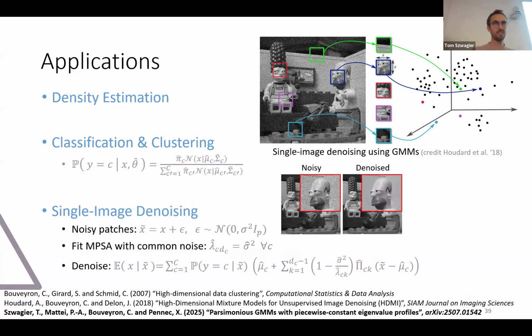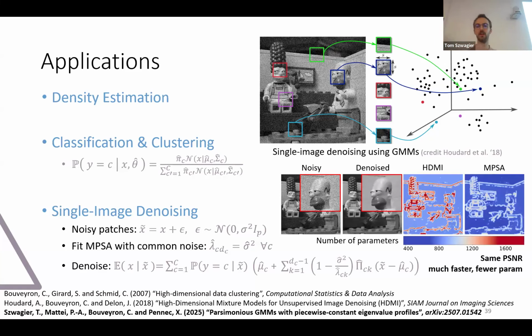Then you can fit to that a mixture of PSA model, where you impose the constraint that there is a common noise, which is a constraint on the eigenvalues. Then you can denoise each patch by computing a conditional expectation, and you end up with a denoiser. And actually, it gives a nice peak signal-to-noise ratio, quite similar to the one of Houdard et al., but much faster because we do not need to tune any hyperparameter, and also with much fewer parameters because we equalize more eigenvalues.